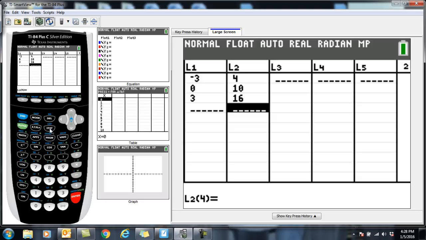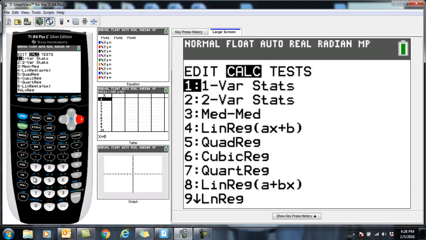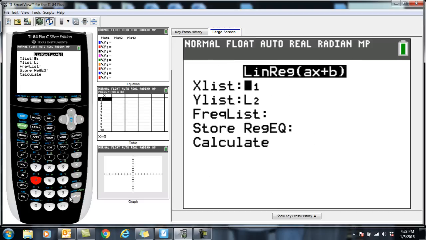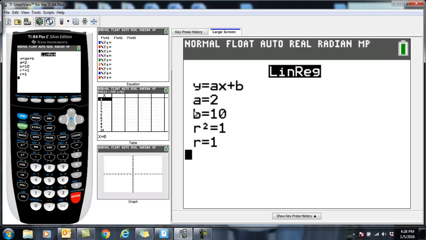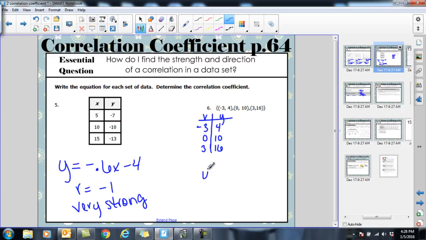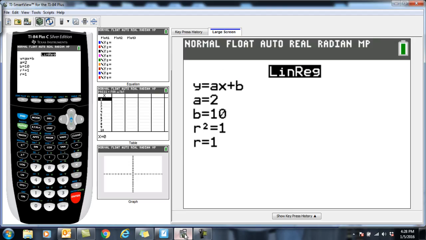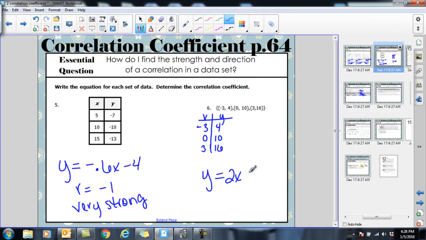So we're going to go back to Stat, over to Calc, and we want option number 4 for a linear regression. So hit Enter to get Calculate. And I have 2x plus 10 is going to be my equation, and this time my correlation coefficient is +1. So this has a positive correlation. It's going to increase, and the 1 tells me it's very strong, so it's going to be, as a matter of fact, perfect. So I have y is equal to 2x plus 10, and my correlation coefficient this time is +1, and so it is also a very strong correlation.